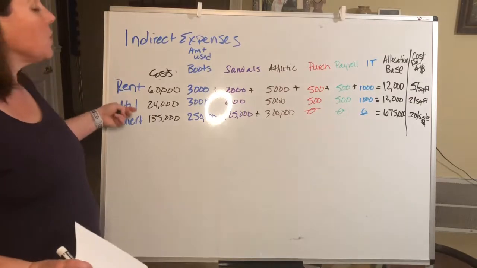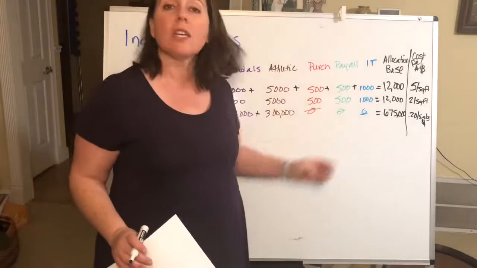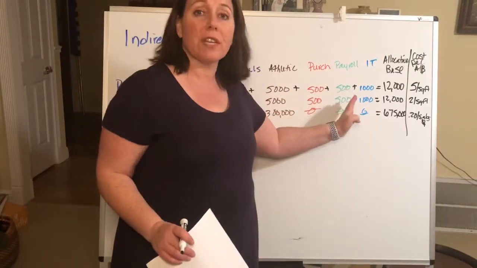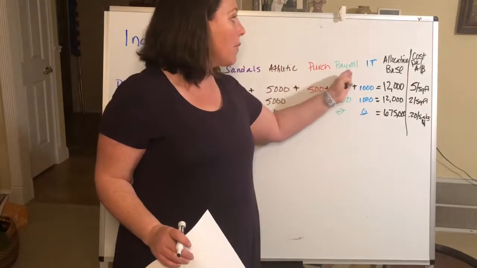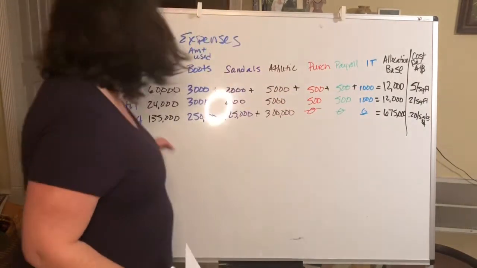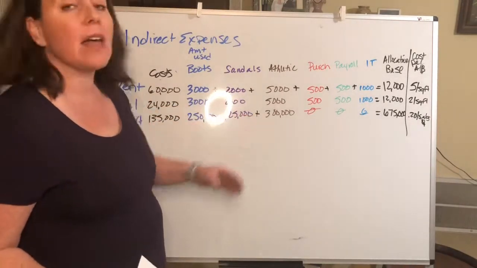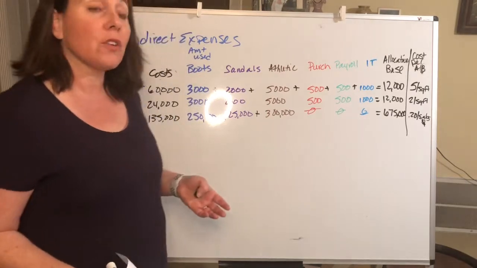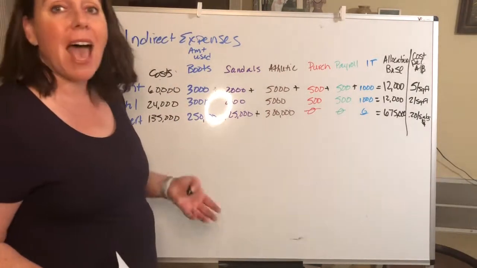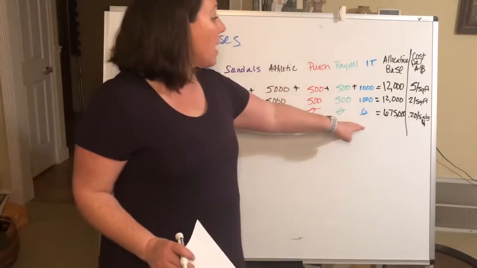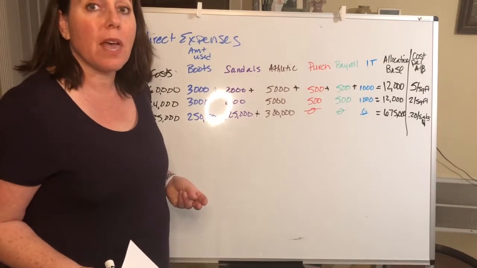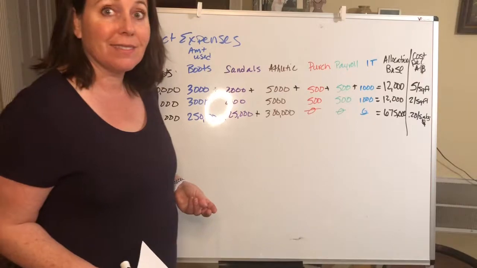Notice that rent and utilities are both being allocated to all of the departments, both the profit centers and our service departments, purchasing, payroll, and IT. But our advertising is only being allocated to our profit centers because we're allocating based on sales dollars, and only our profit centers have sales dollars. Purchasing, payroll, and IT have 0 sales dollars, so they will get 0% of the advertising costs.